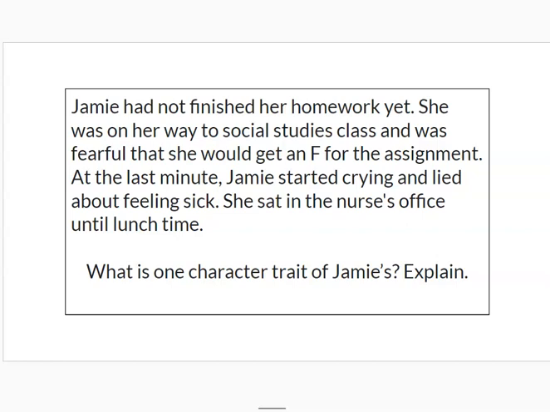Let's start with Jamie. Jamie had not finished her homework yet. She was on her way to social studies class and was fearful that she would get an F for the assignment. At the last minute, Jamie started crying and lied about feeling sick. She sat in the nurse's office until lunchtime. What is one character trait of Jamie's?